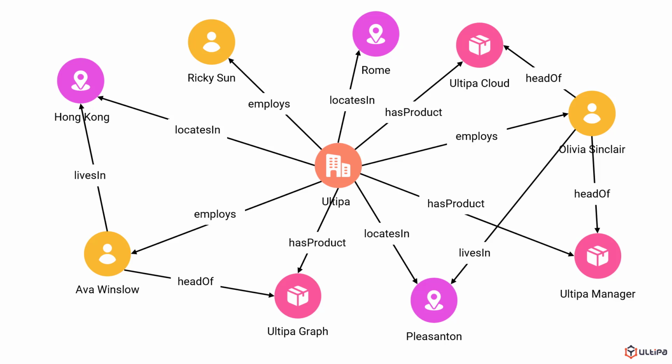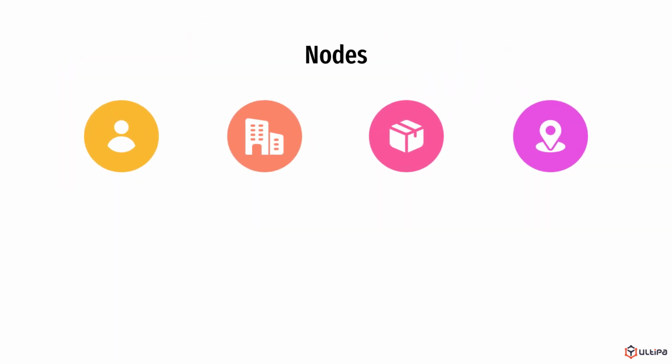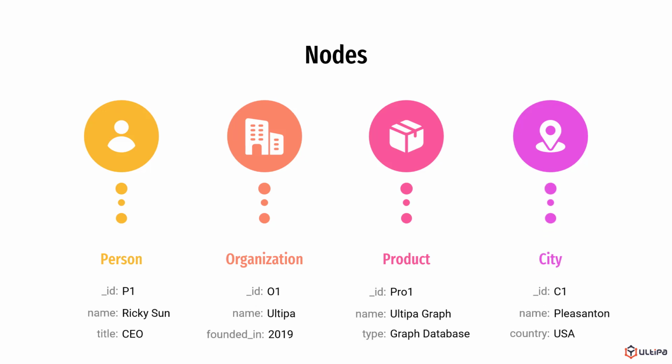This is an example graph describing the connections between employees, products, and locations of Ultipa. In a graph, nodes represent entities, such as person, organization, product, and city. Each node type is associated with some properties that describe attributes of nodes.